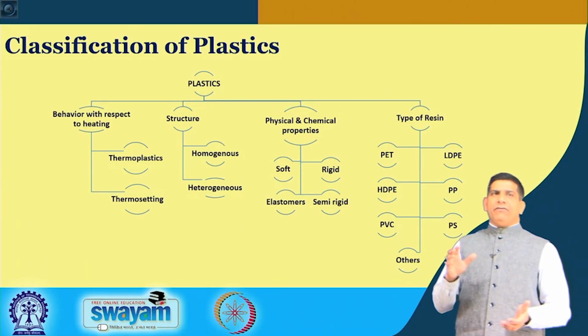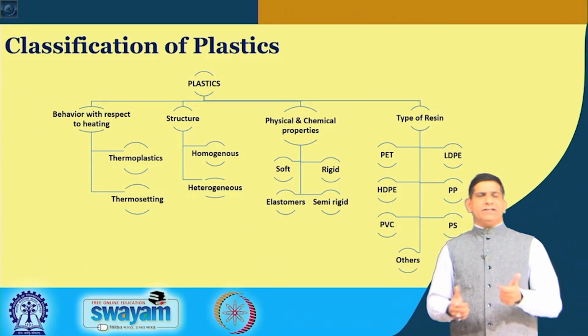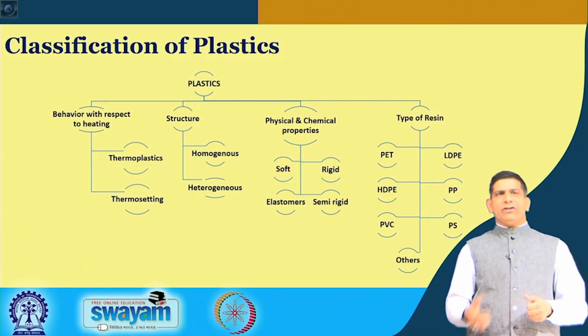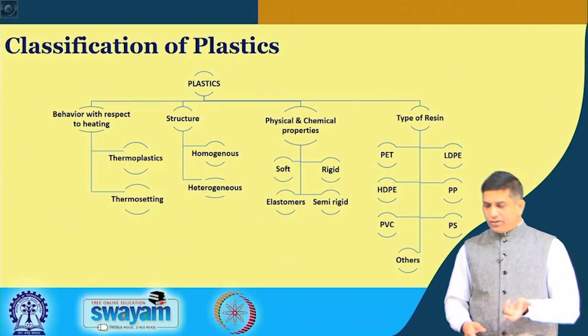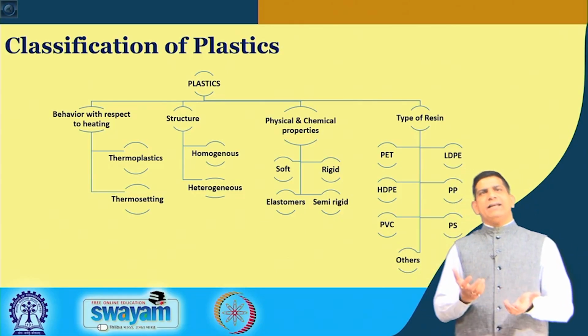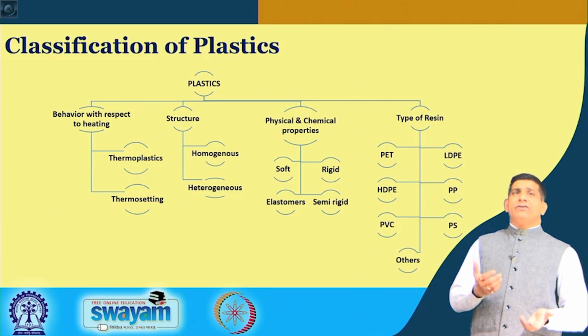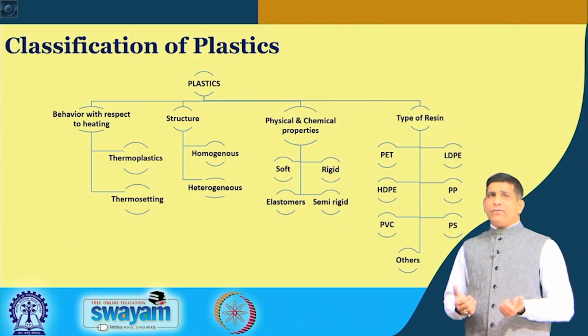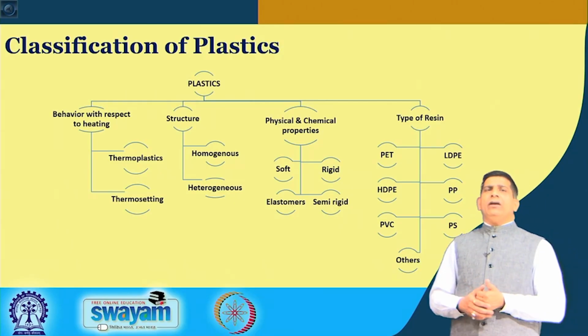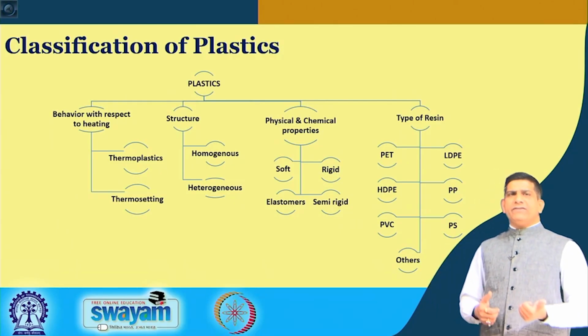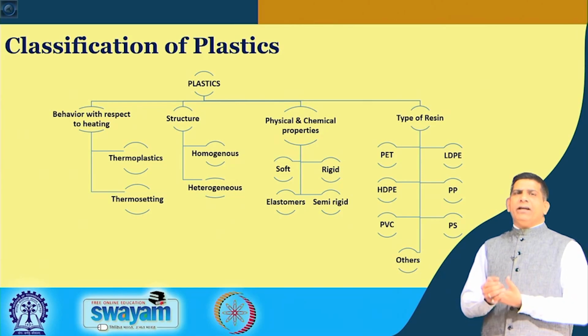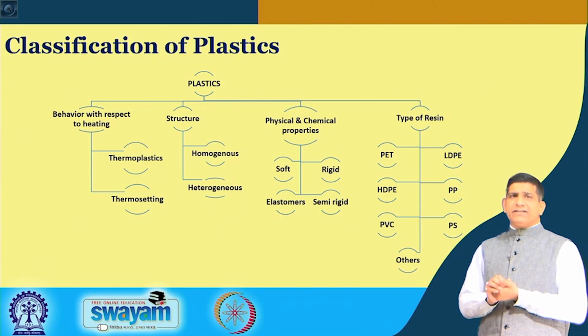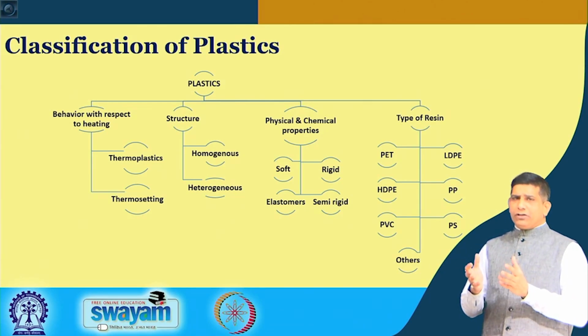Then we have physical and chemical properties: either it's soft, rigid, semi-rigid, or elastomers, which have some elasticity. It also depends on the type of resin. When I say type of resin, whether it's PET, HDPE, PVC, LDPE, PP and PS. So what is PET? It's polyethylene terephthalate which we are talking about.